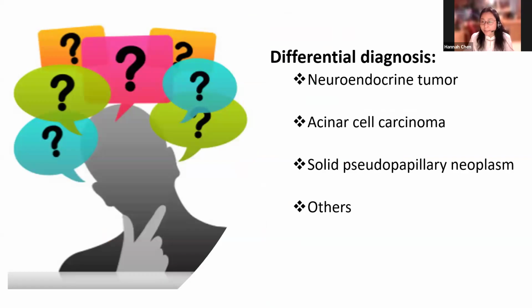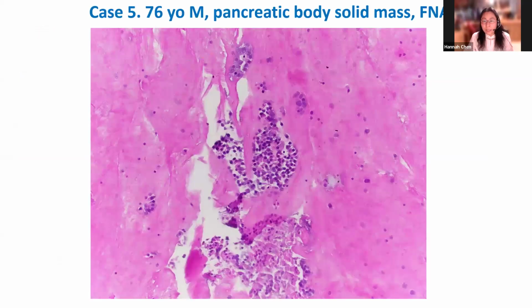So for my case, you see the majority of cells seem monomorphic. So the differential diagnosis is neuroendocrine tumor, acinar cell carcinoma, solid pseudopapillary neoplasm, or pancreatoblastoma. I didn't put pancreatoblastoma here because that's usually seen in the pediatric population, but you should think of that.